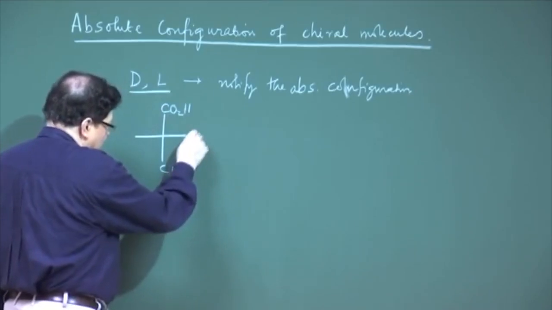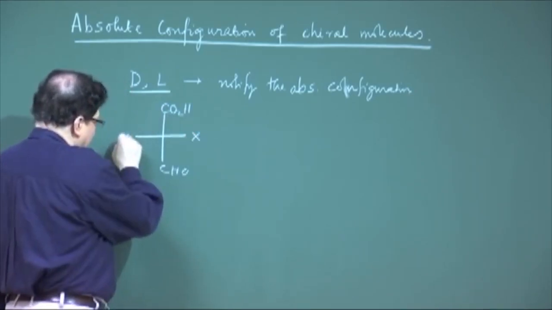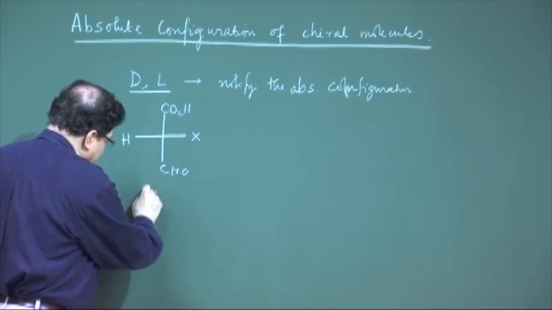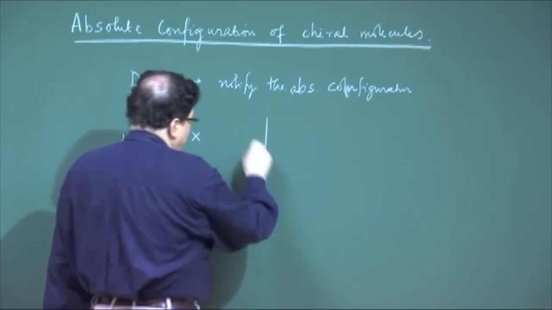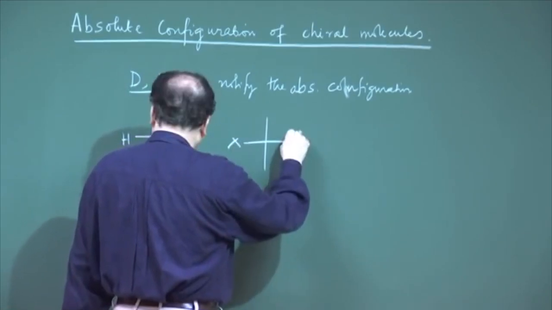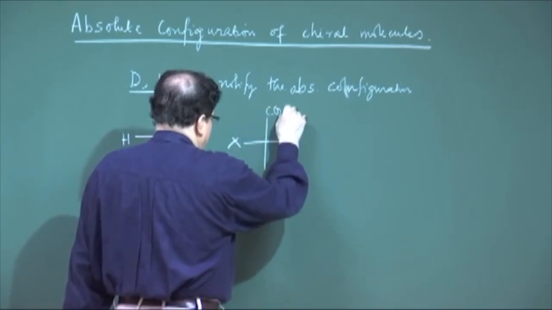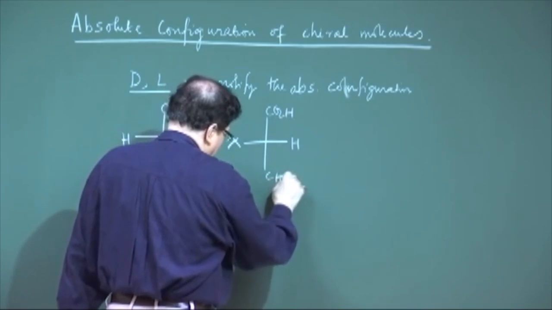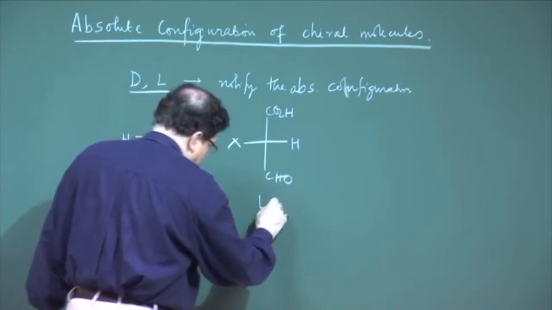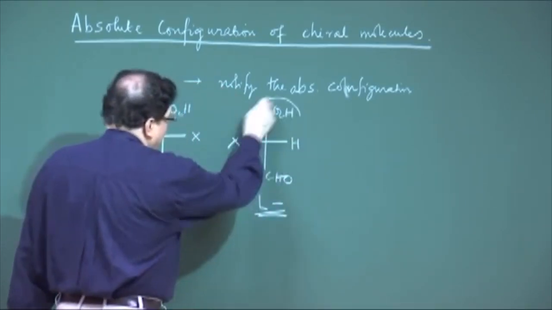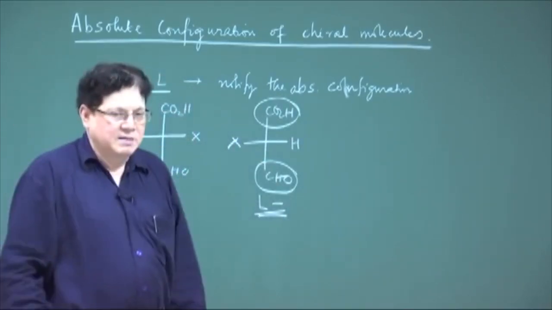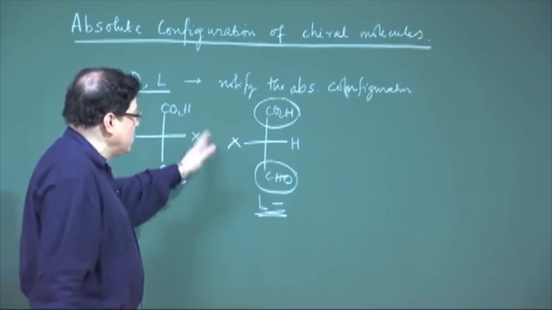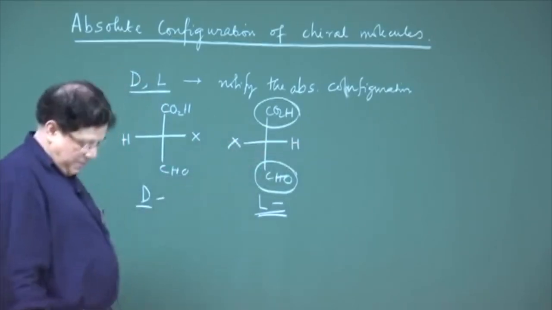Now, if you have a heteroatom X on the right and a hydrogen on the left, we call this the D isomer, capital D. The opposite one, where X is on the left and CO2H on the right, CHO at the bottom, will be called L. Remember, this is very important: the positioning of the carbon in the vertical axis actually decides whether your X will be on the right or on the left.